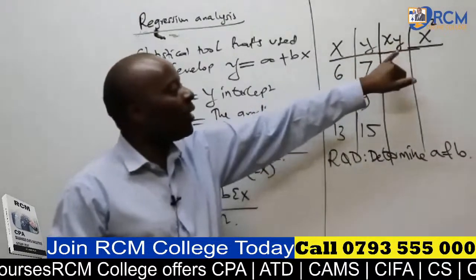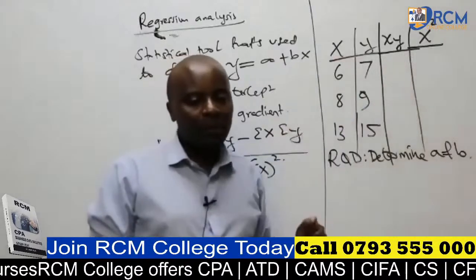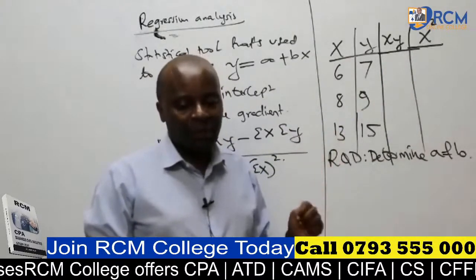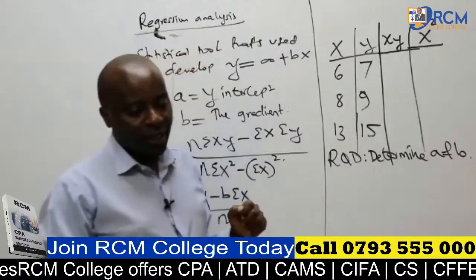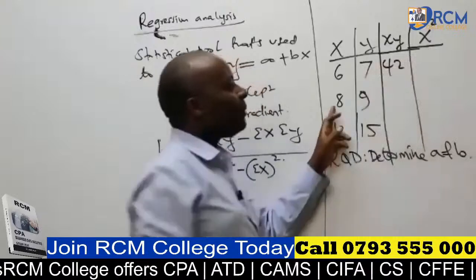So I need the column of XY first. What is 6 times 7? Please give me the multiples. Somebody give me the multiples. 42. How about 8 times 9?